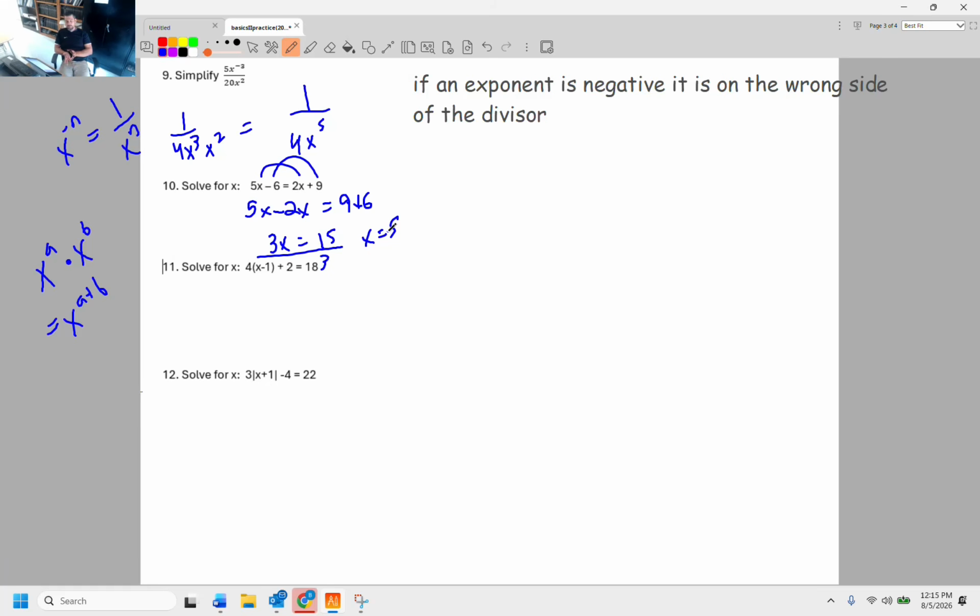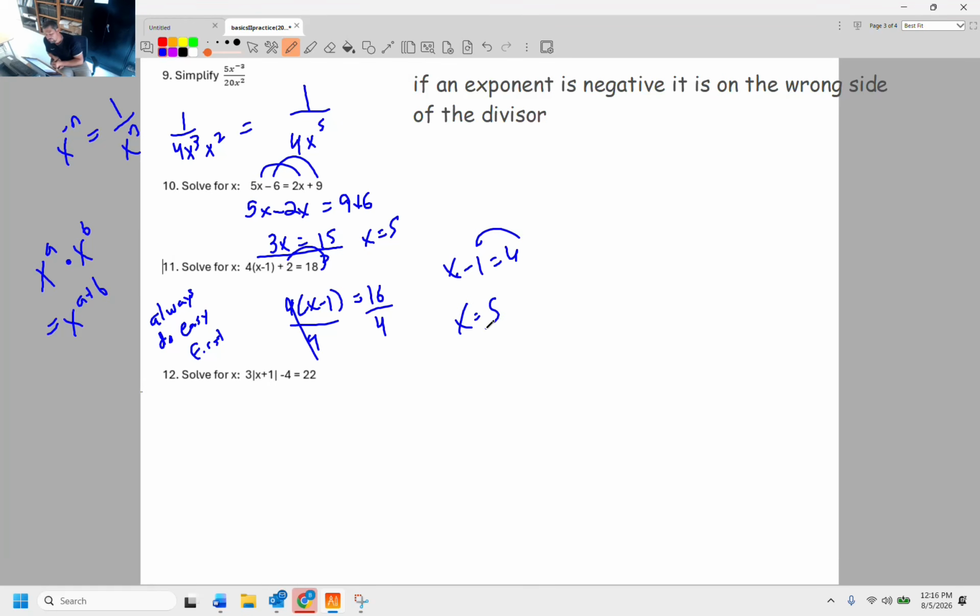We're going to play what I call the isolation game. I do all the easy stuff first. You always do easy first. The opposite of adding is subtracting. 18 minus 2 is 16. The opposite of multiplication is division. It turns out 16 is divisible by 4, so it's a worthy move to do. 4 over 4 cancels. X minus 1 is 4. The opposite of subtraction is addition. Therefore, x is 5.